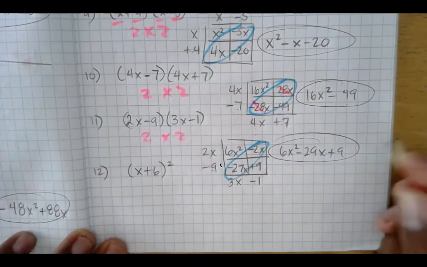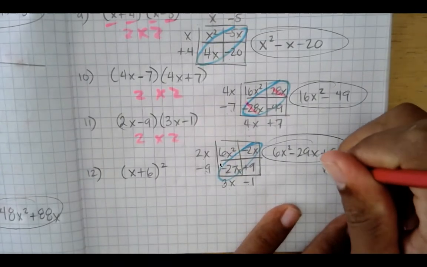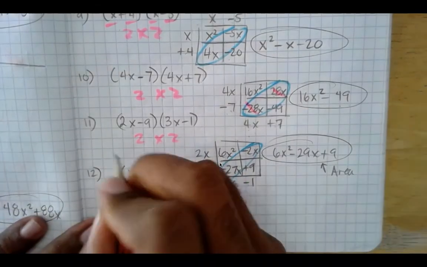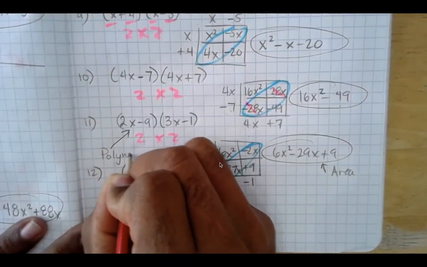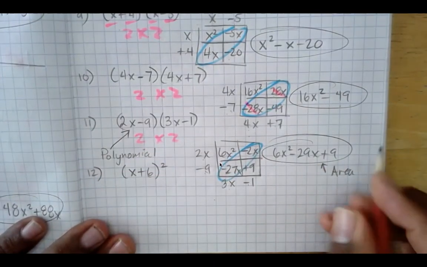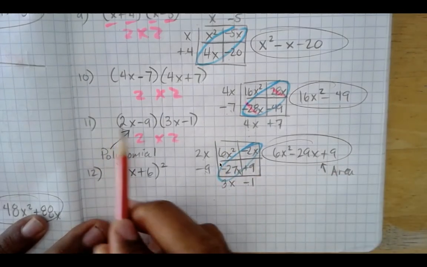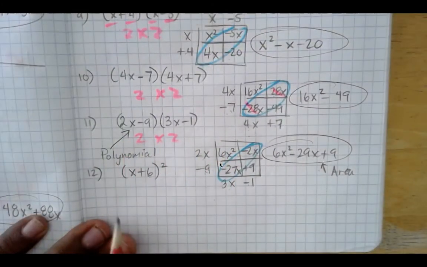Okay, and again, if it's asking you for the area, this part is your area. And if it asks you for the polynomial, whatever you started with, that is your polynomial. Technically this is also a polynomial, but just for the sake of knowing how to answer the question, the part that you come up with in the box is your area, and the part that you start off with that you set up on the box is your polynomial.